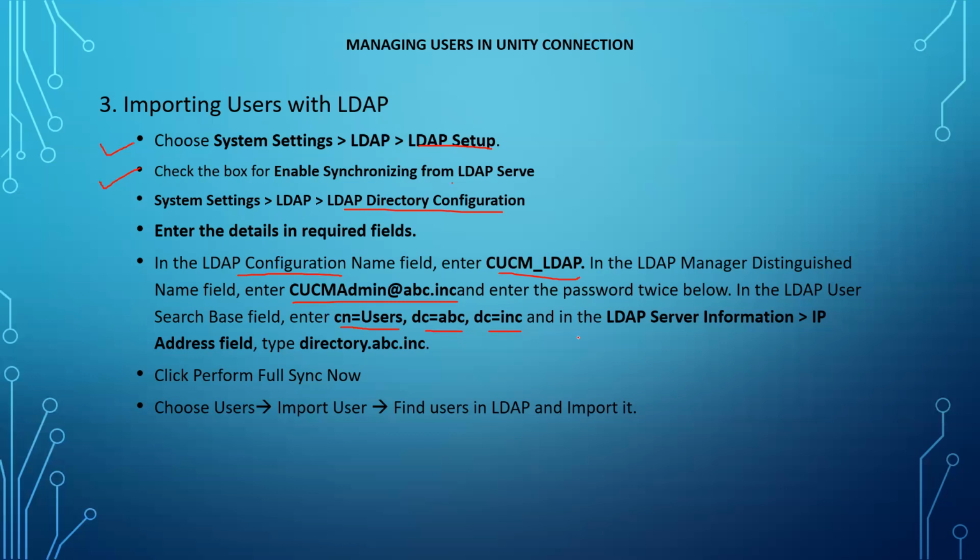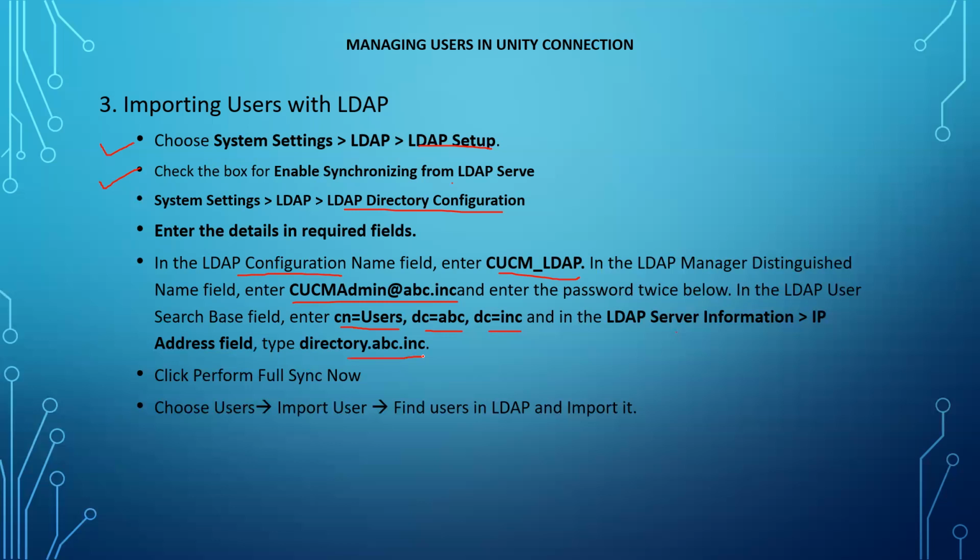CN equals users. And in the LDAP server information, you need to enter the IP address, and then type directory.abc.inc. So you can add either the IP address or the host name. Here I'm using the host name of that particular server, directory.abc.inc. As of now, I don't have access to that particular server, so I'm using this host name, which is already there in Unity Connection.